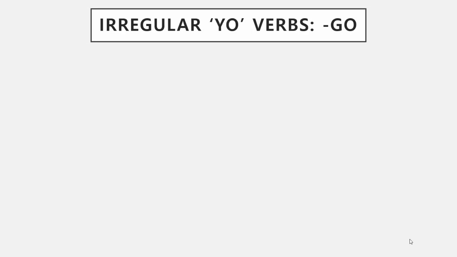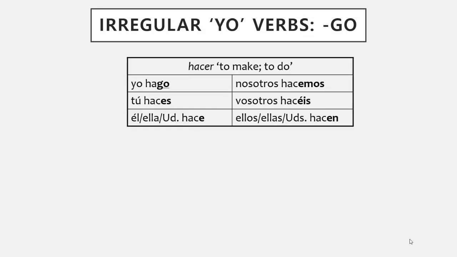So, the first group is the not so funky, not so scary group of irregular verbs. These verbs only show irregularity in the yo form. We start with the go verbs. They're called this because the irregularity is that they have go in the yo form. We start with the verb hacer, meaning to make or to do. Notice how the yo form has that go, not a normal o ending that the regular verbs have.